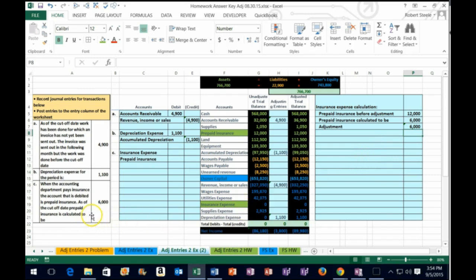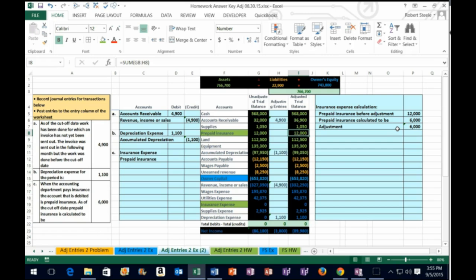Note that in this format, we're saying as of the cutoff date, prepaid insurance is calculated to be, meaning we're saying what this account should be, and in this case, it should be $6,000. We could also format this and say that this is the amount of prepaid insurance that has expired, that has been used throughout the time period. If we said that, then we would just be saying exactly what the expense should be. So in this case, it happened not to matter because it's $6,000 or $6,000 either way. We used $6,000 and there will be $6,000 left. We used half of it.